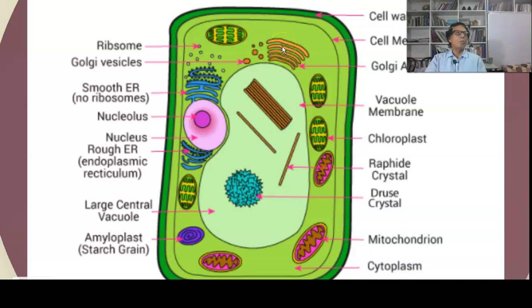Next, the main function of the ribosomes. Ribosomes are attached to the ER. ER stands for endoplasmic reticulum. These are thread-like structures which are attached to the nuclear membrane. This is the ER, endoplasmic reticulum. And these small particles are called ribosomes. Ribosomes make the proteins required for cell functions. For example, they make protein from amino acids.